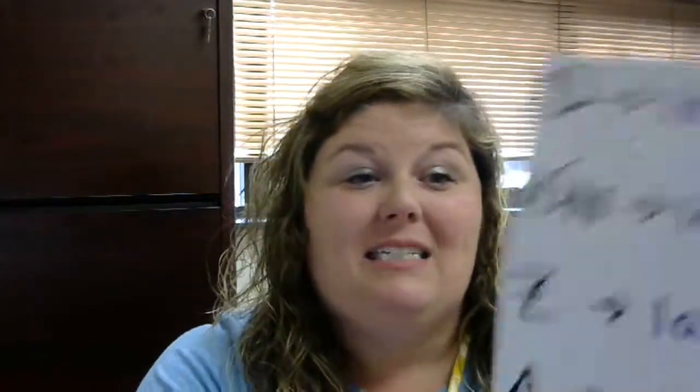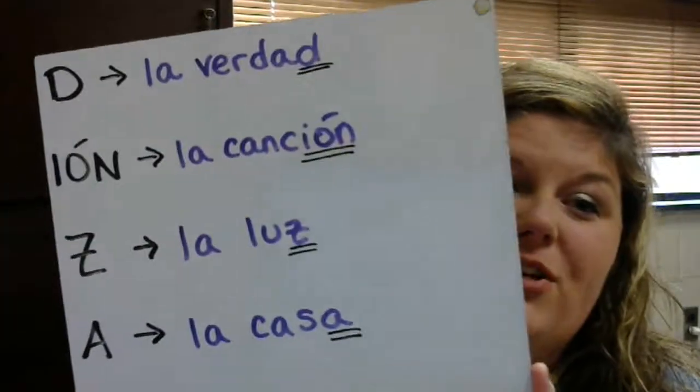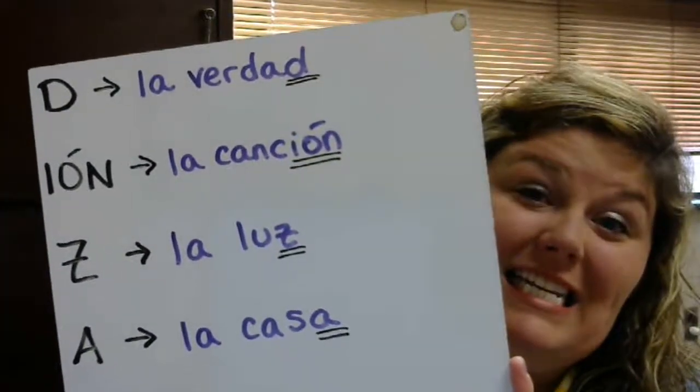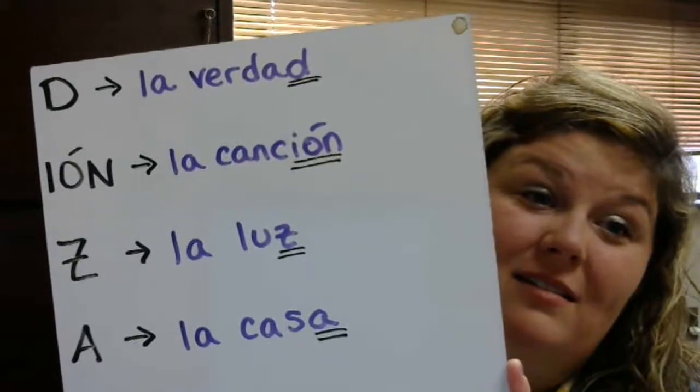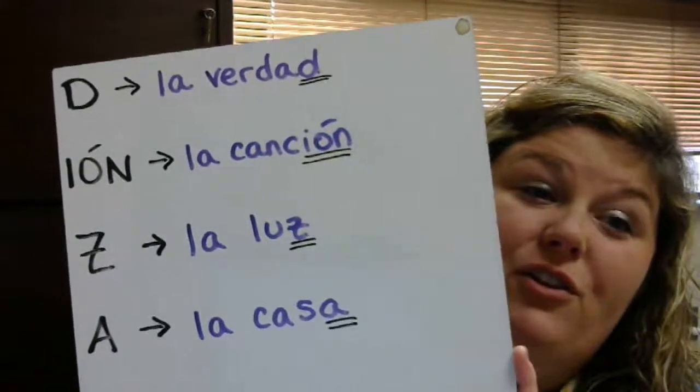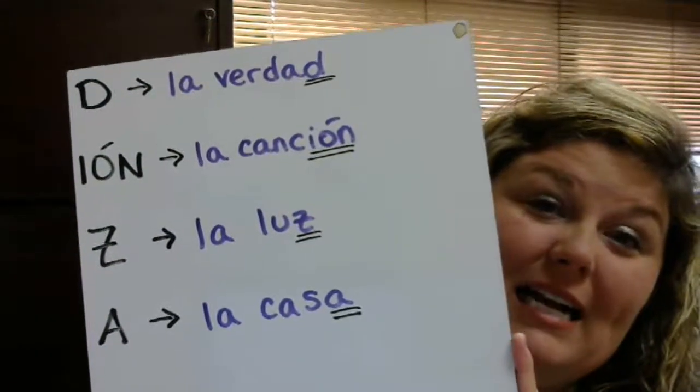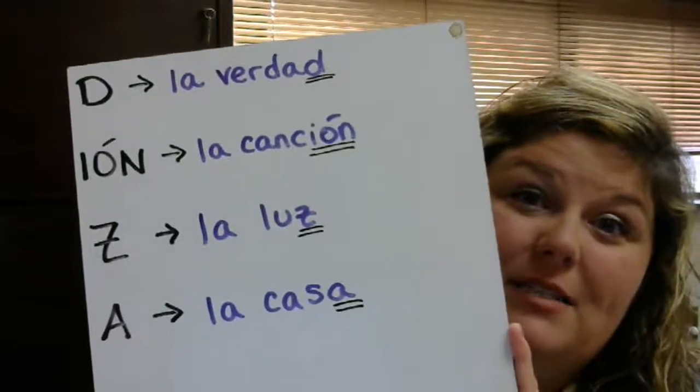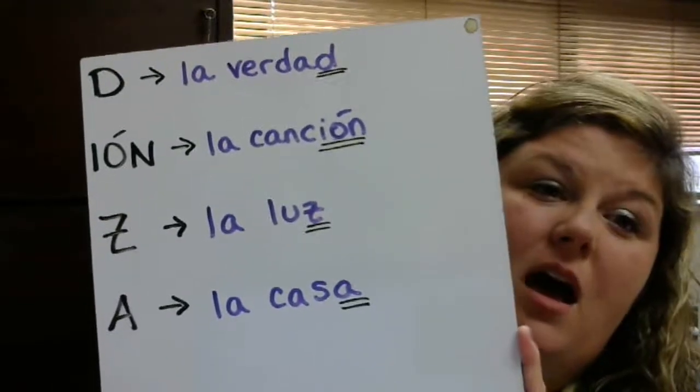So please keep that in mind. Now, if you want to know if a word is feminine, we're going to talk about D-I-O-N-Z-A. These are words that end in D, I-O-N, Z, or A. And you'll notice that the I-O-N has an accent on the O. That's very important, and we need to make sure that it always stays there.